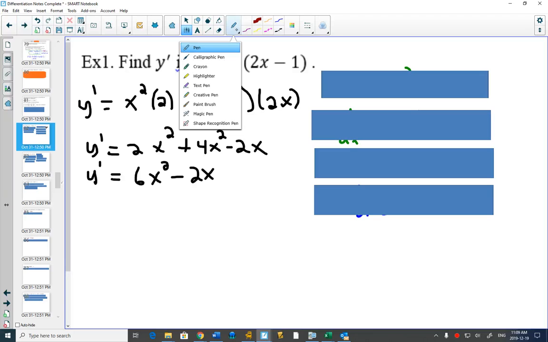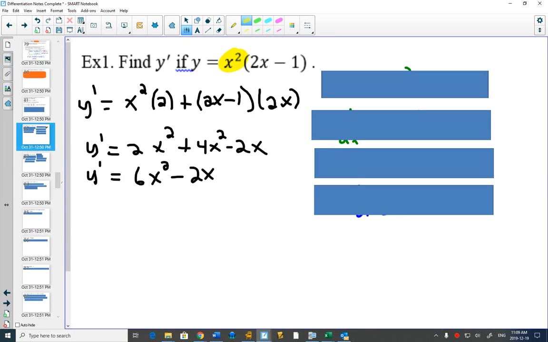Sometimes I like to color code things so you can see, here's my first function, here's my second function. Notice my first function stayed the same, derivative of the second one. Then my second function stayed the same, derivative of my first one.